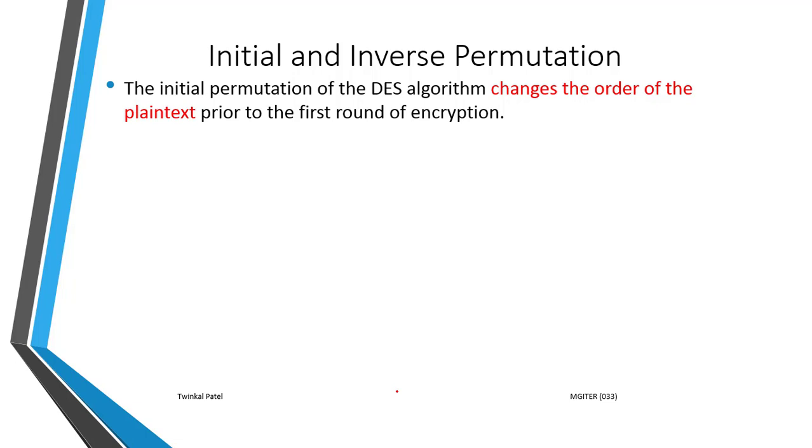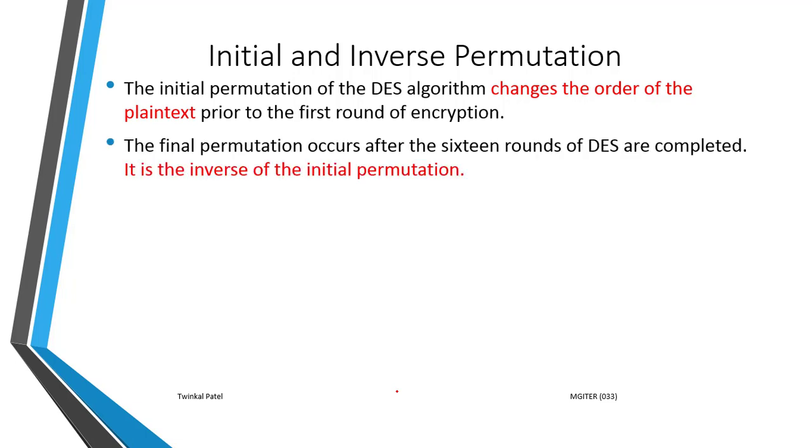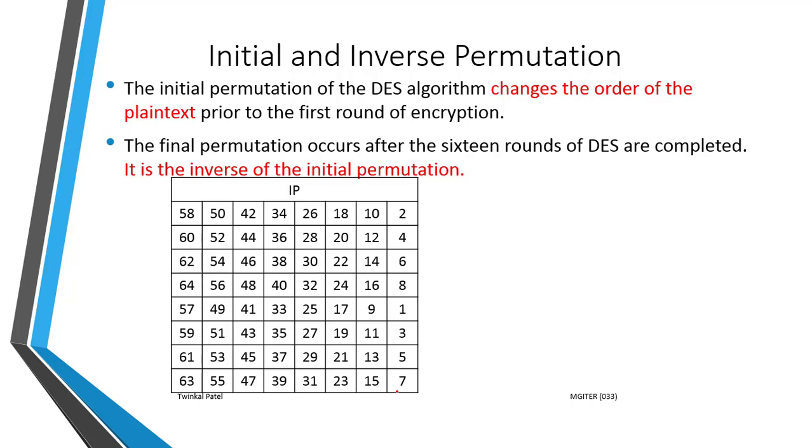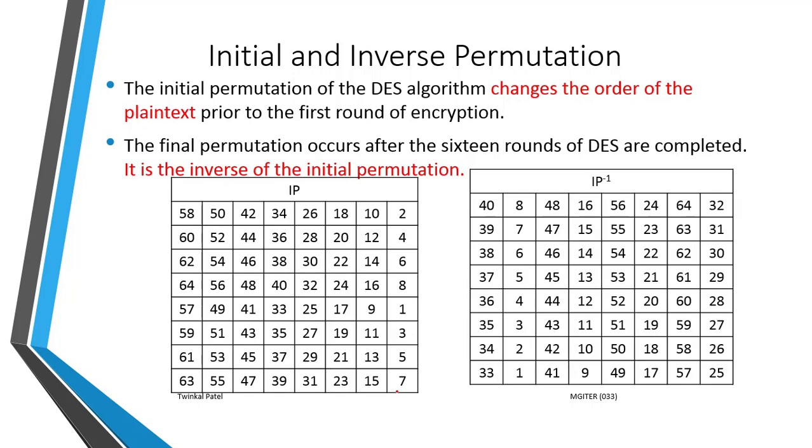plaintext bits prior to the first round of the encryption, and the output of that initial permutation is given to round 1. The final permutation occurs after the 16th round of the DES. So the output of the 16th round is given to the inverse initial permutation, which also rearranges the bits. So this is the table for the initial permutation and this is the table for the inverse initial permutation.